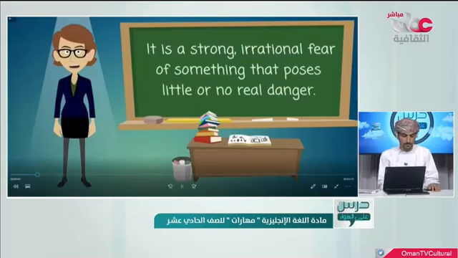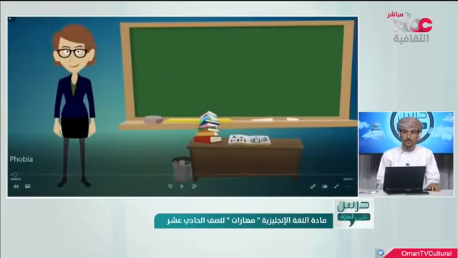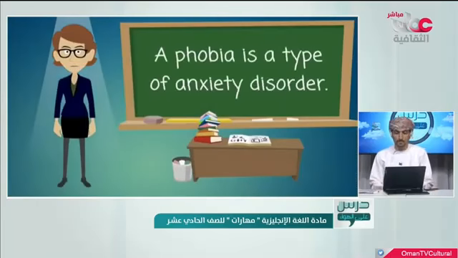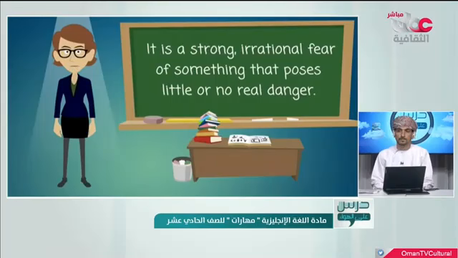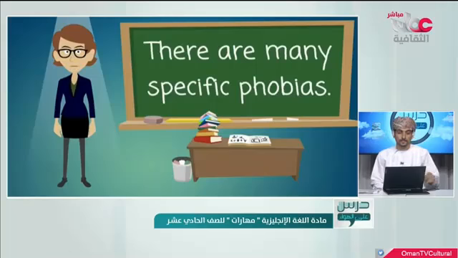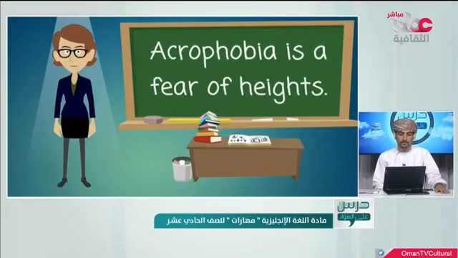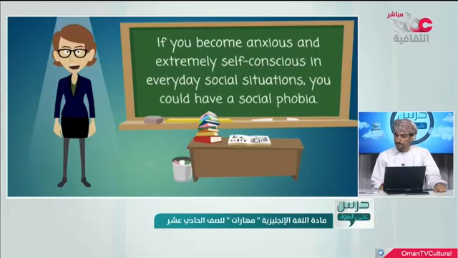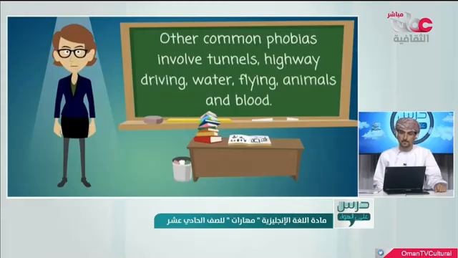It is a strong, irrational. Okay, let's start again. Are you ready? Okay. A phobia is a type of anxiety disorder. It is a strong, irrational fear of something that poses little or no real danger. There are many specific phobias. Acrophobia is a fear of heights. Agoraphobia is a fear of public places, and claustrophobia is a fear of closed-in places. If you become anxious and extremely self-conscious in everyday social situations, you could have a social phobia. Other common phobias involve tunnels, highway driving, water, flying, animals, and blood.